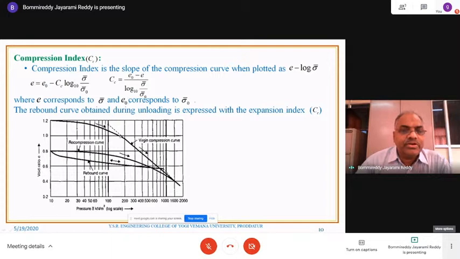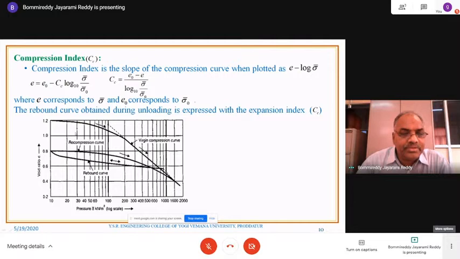Whereas in this case, for computing the compression index, it is also the slope of the compression curve, but that curve is plotted for void ratio and log stress. In the earlier case, void ratio and sigma only. Now, it is a plot between void ratio and log of sigma. So when you plot the graph between e and log sigma, it will give a straight line. You can observe the total compression curve.